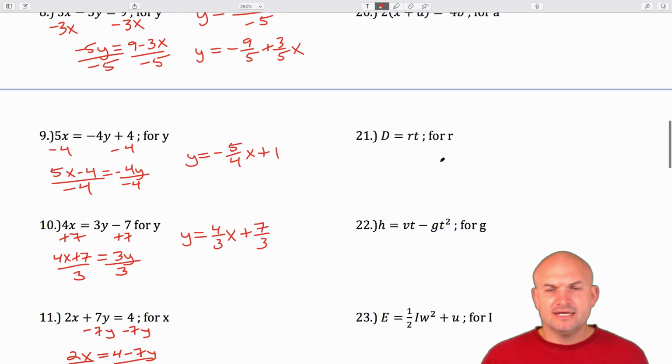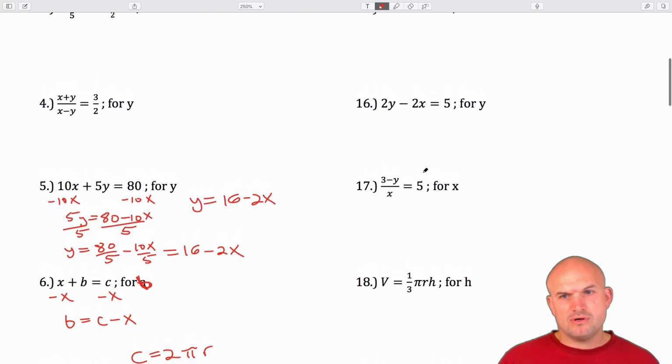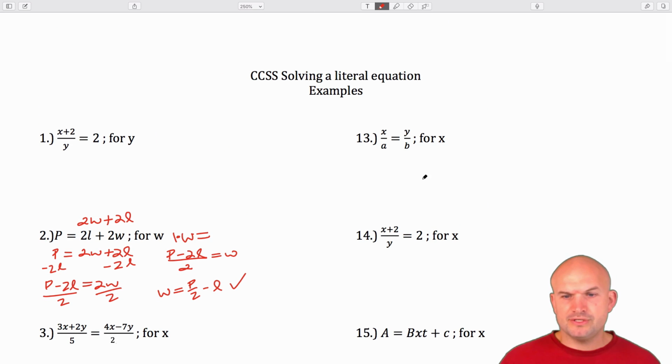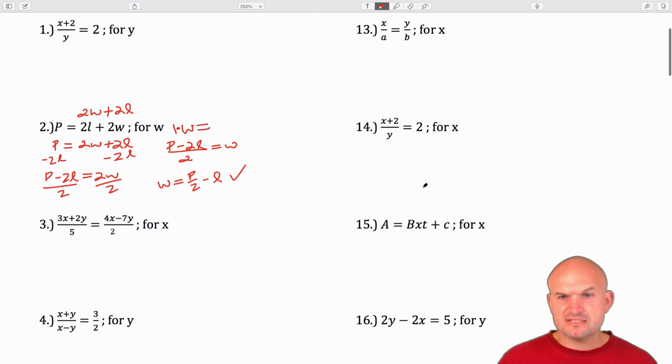Let's go ahead and get into some more. Still got some more problems here. I'm going to skip the fraction ones here for a second. This one's actually not a bad one though.